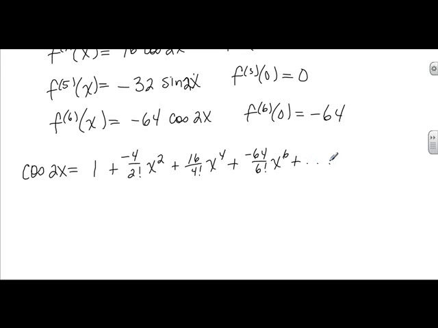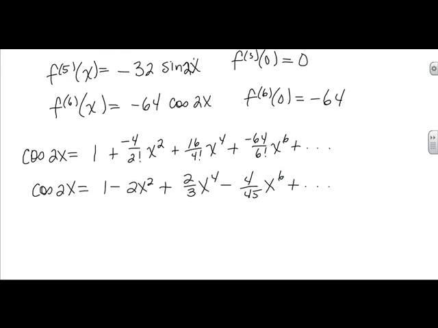So simplifying that, we have 1 minus 2x squared plus 2/3 x to the 4th minus 4 over 45 x to the 6th power are the first four non-zero terms of that power series.